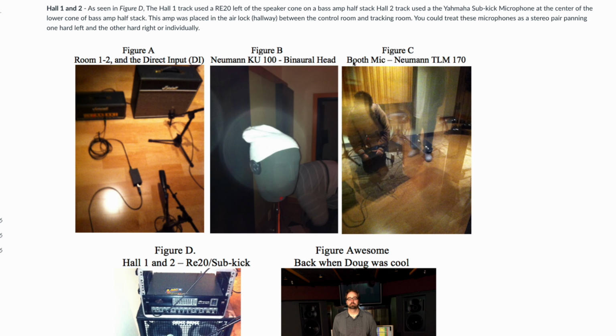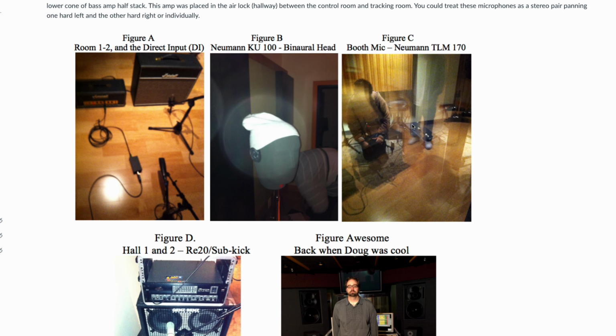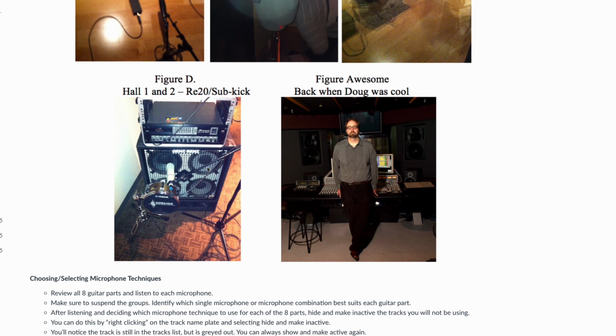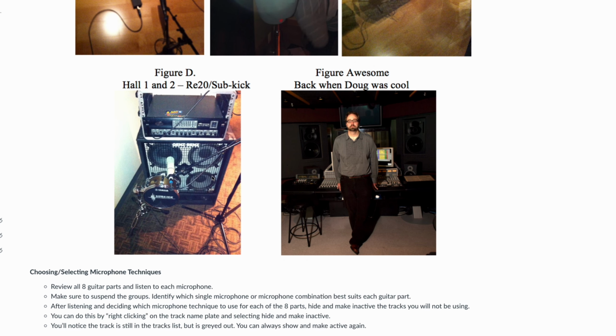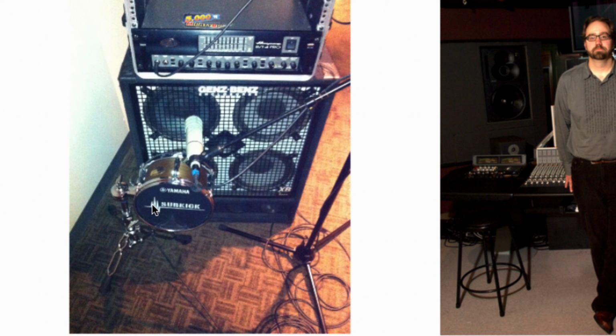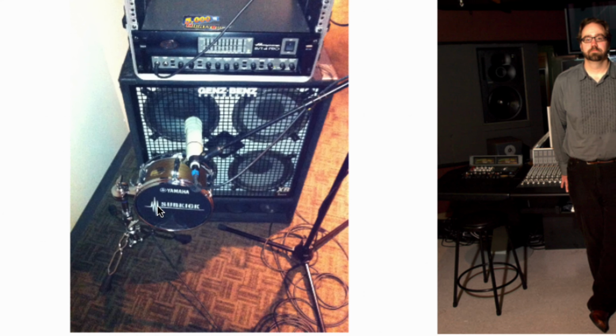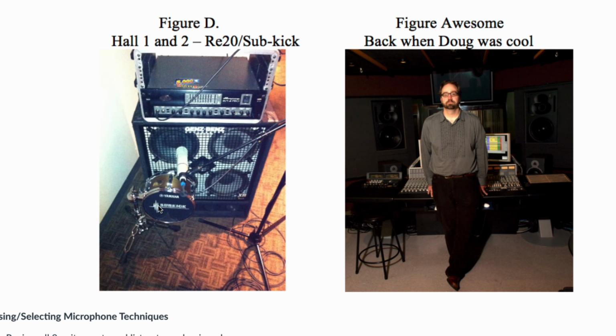There are also some mics that we put in a nearby vocal booth using a Neumann TLM 170. We also had an amp out in a separate hallway or airlock in between the control room and the tracking room. And that was an RE20 we used on this large half stack. And they also used this Yamaha sub-kick mic here. You can see that that's usually used on kick drums to capture the low end of the kick drum, but we used it to get some of that nice low end.